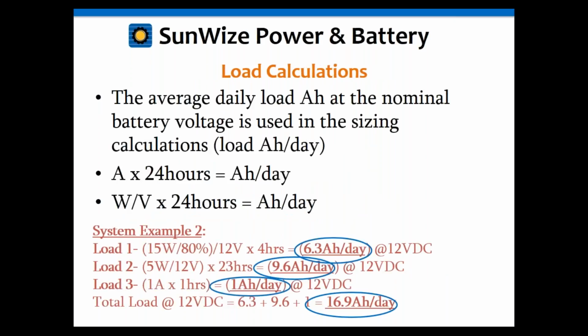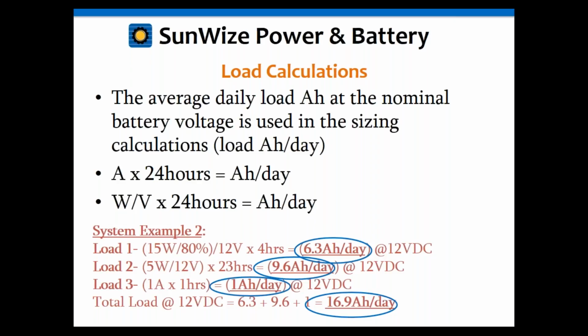Okay, so let's go through the load calculations again. They get a bit more complicated. So that first load was 15 watts at 24 volts. So we're going to have to divide that by the losses of the conversion equipment. So we're going to have to use a 24 volt to 12 volt converter. There's usually somewhere between 80 and 90% efficient. So we're going to go conservative and use 80%. So we can divide that 15 watts by 80% first. And then we're going to divide that by the 12 volt system voltage. And because it's only operating 4 hours a day, we're going to multiply that by 4 hours. That's going to give you 6.3 amp hours per day. So that was load 1.